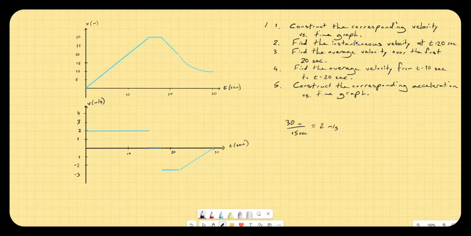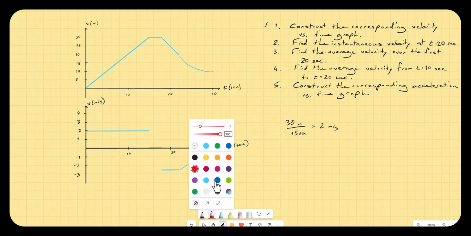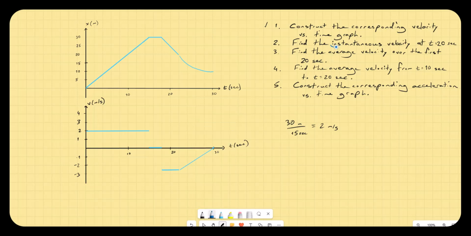Next, I want to find the instantaneous velocity at t equals 20 seconds. An instantaneous velocity tells me that I want to be looking at my v versus t graph. So at t equals 20 seconds, I look at my v versus t graph. I am right here. That's going to be -2.5 meters per second.